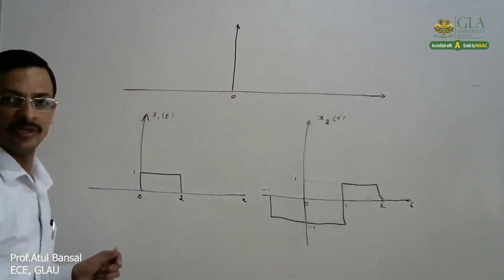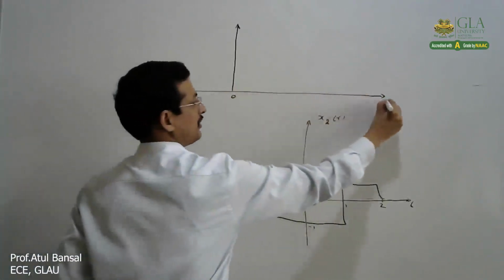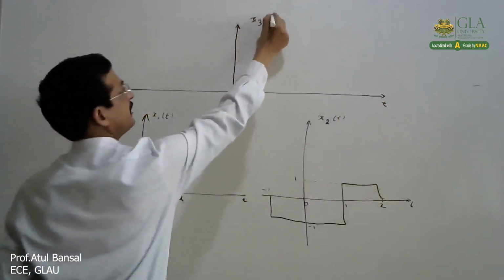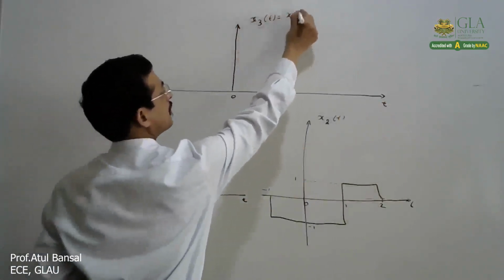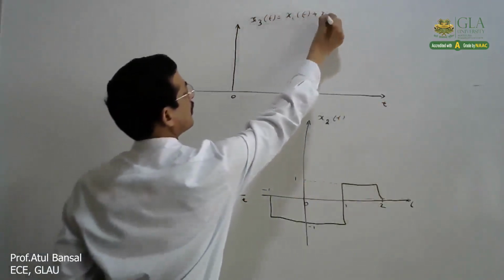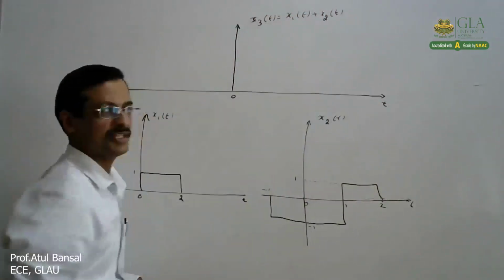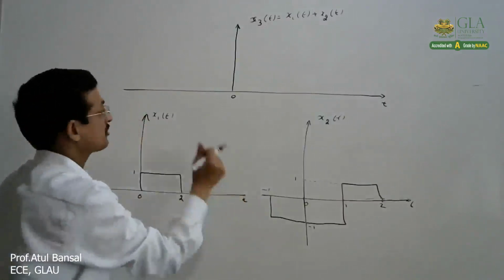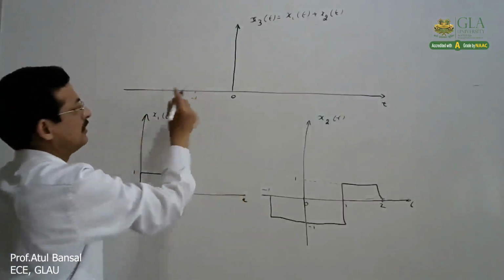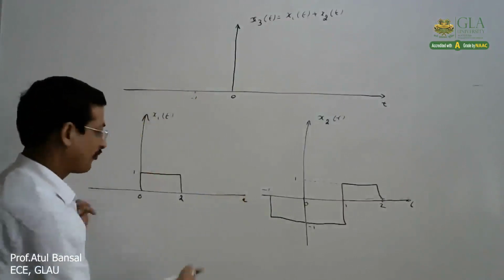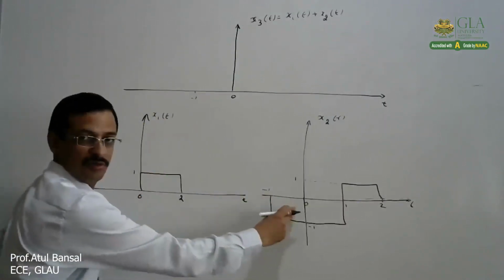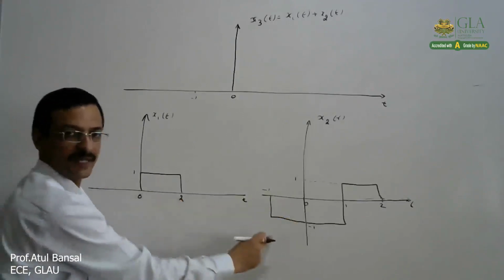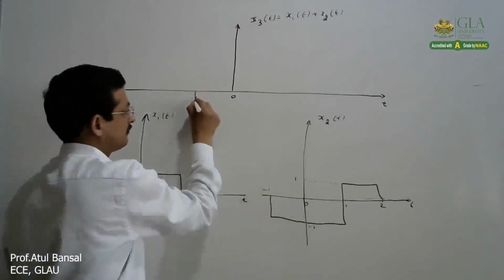Zero. Right? So let us make this t. We are trying to make this signal x3(t), which is the sum of these two signals. From -infinity to -1 both are 0, so up to -1 this signal will remain 0. From -1 to 0 this is -1, this is 0. So 0 plus -1 will be -1.